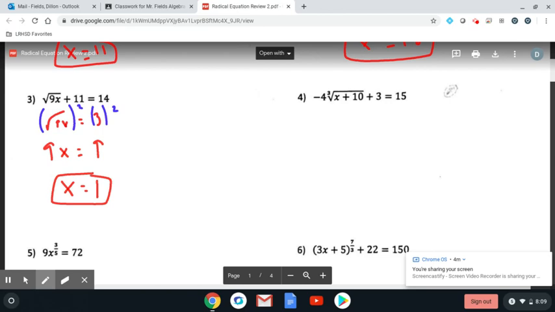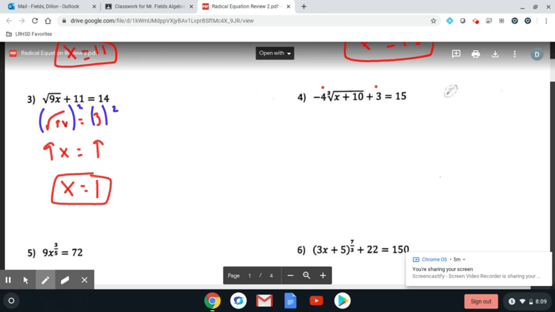All right, when you guys look at 4. Now, same thing that we've been talking about on these other 3 problems applies to 4. It's just you're going to have to take maybe 2 steps to get that radical symbol by itself instead of just 1. Because in this case, you see a negative 4 out in front and a plus 3 from behind it. So we want to try to get the third root of x plus 10 by itself.